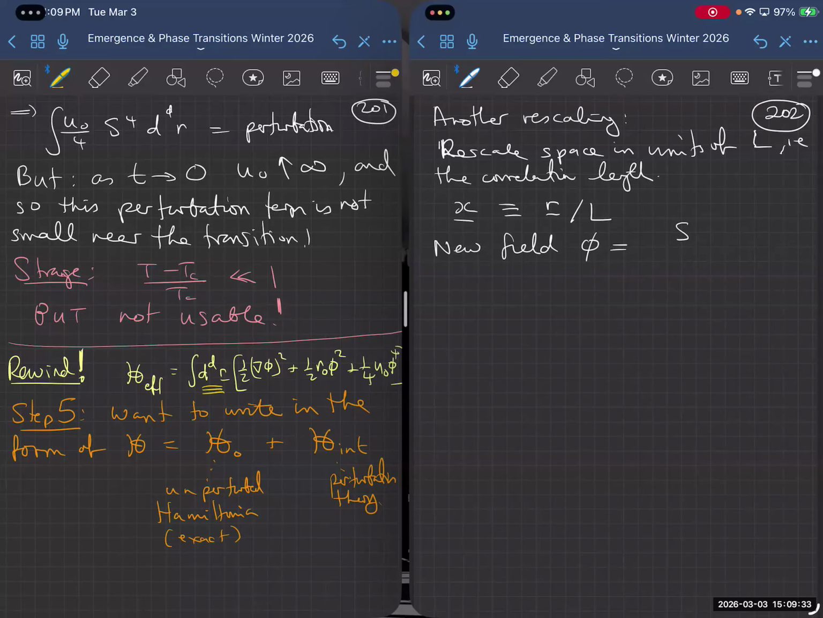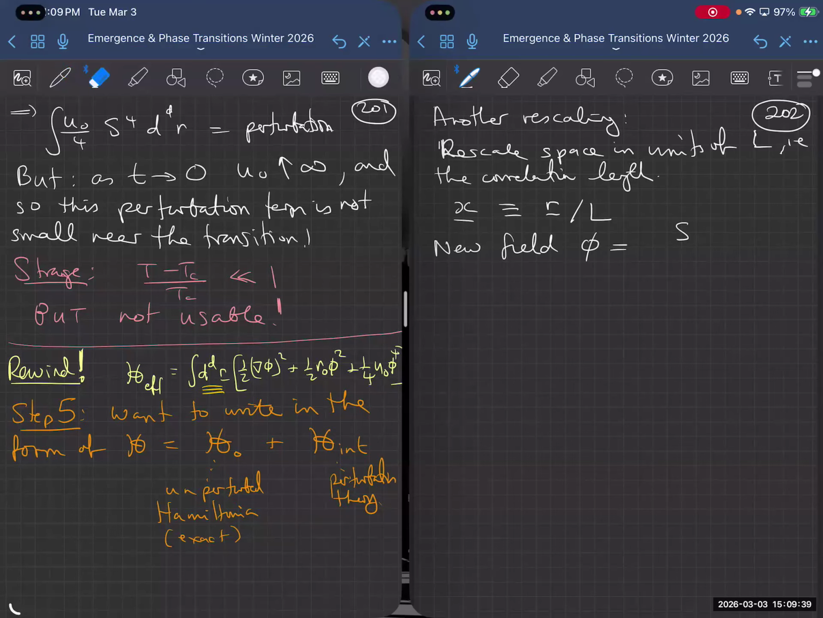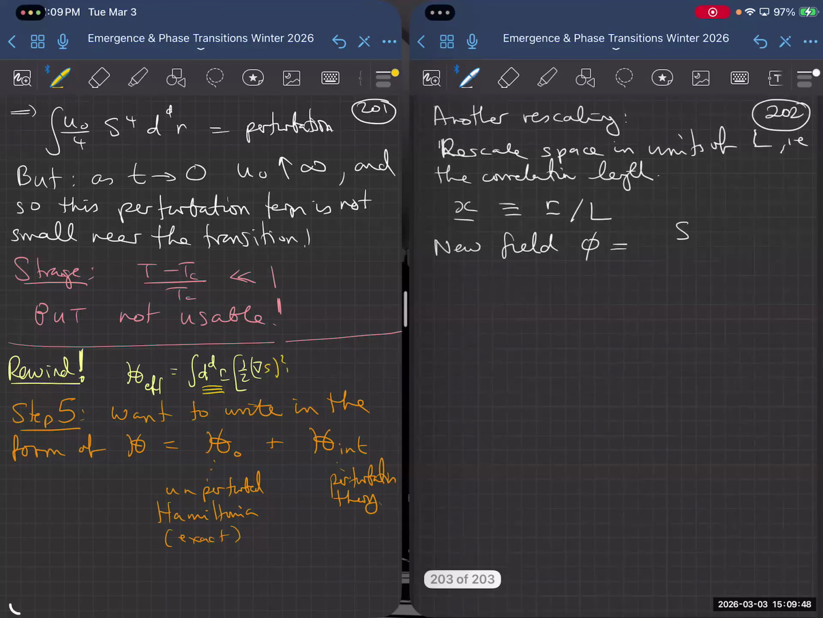Man, I'm making so many typos today. I'm sorry about this. Let me fix this here. I used the wrong notation and it's going to confuse you. So let me do this again. Grad S squared plus 1/2 r naught S squared plus 1/4 u naught S to the fourth. That's what we already derived. So I'm going to define a new field, phi, which is the original field divided by L to the power 1 minus d over 2. Remember that we've chosen the dimensions of these quantities, we've calculated them, so we can write explicitly a Hamiltonian that is dimensionless.